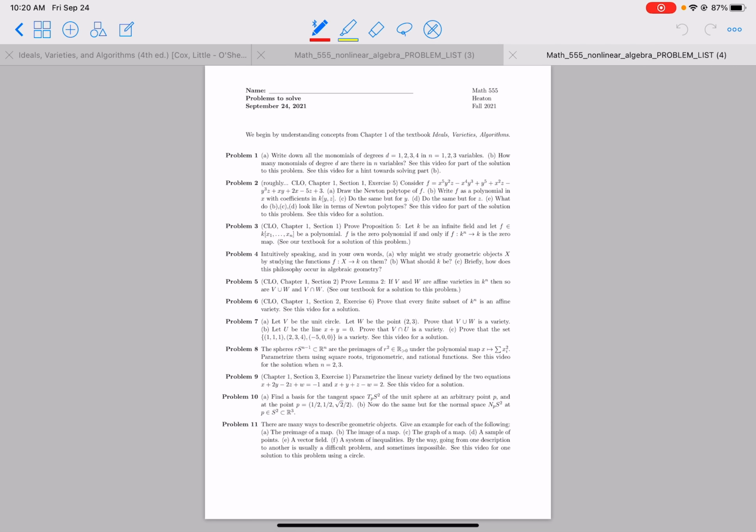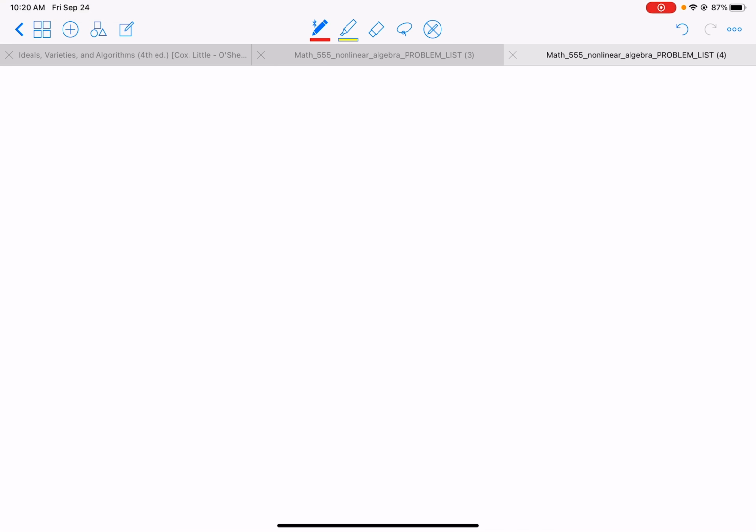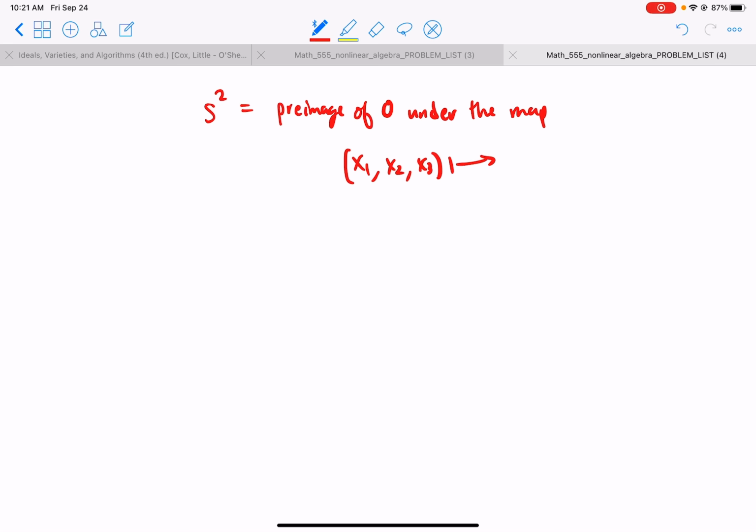So, what about pre-image? Should we just take the sphere again and try to do the image? Why not? I think I did part of this in the video, but maybe I didn't give the intuition. So the sphere is also equal to the pre-image of 0 under the map x1, x2, x3 gets sent to x2 squared plus x3 squared plus 1.